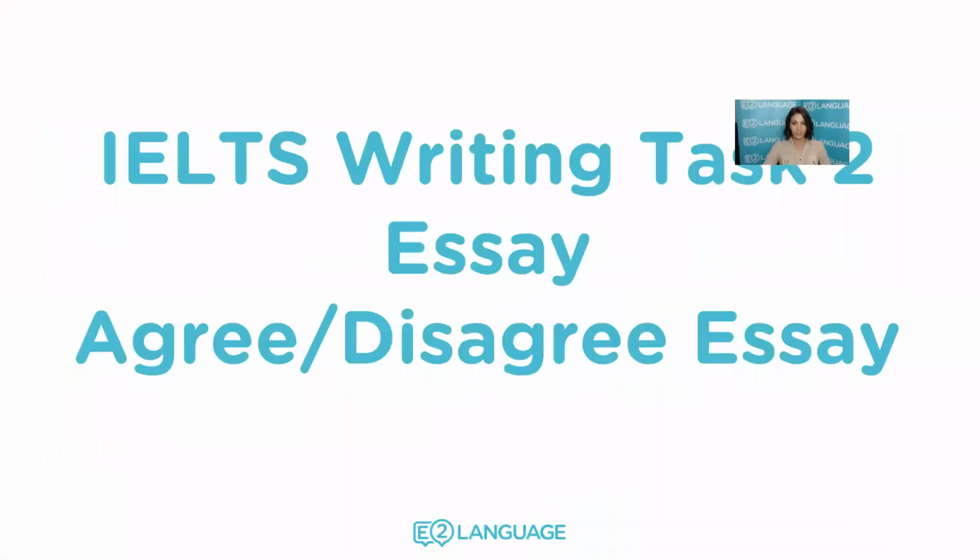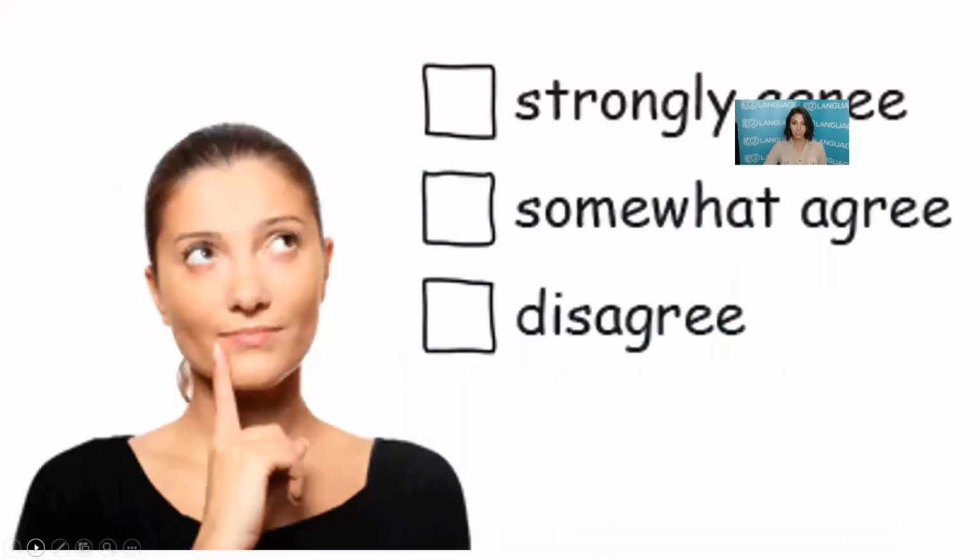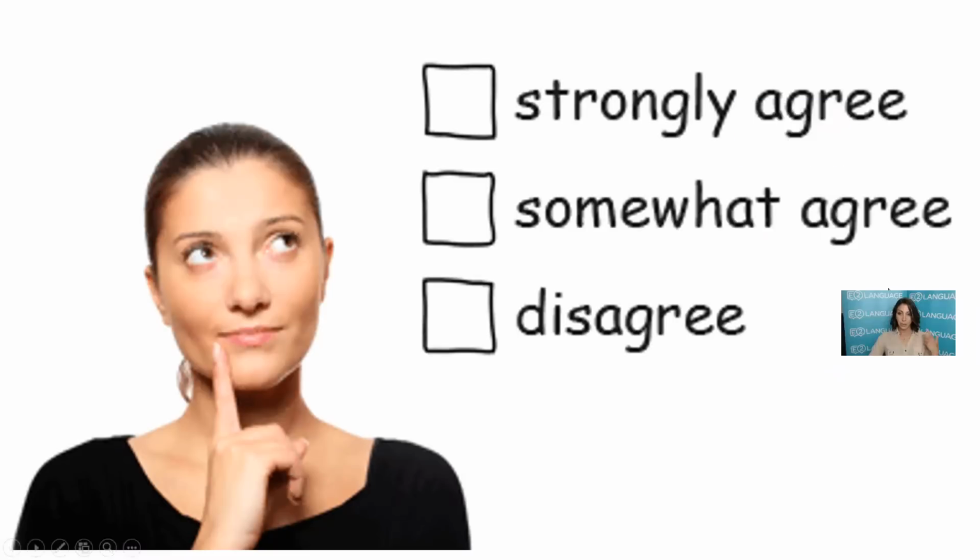All right, so today's essay is going to be the agree-disagree essay. For this essay, you have to take an opinion. You have to either strongly agree with a statement, meaning that you agree all the way 100%. You can somewhat agree, meaning that you have two opinions, really, that you agree on one hand, but disagree also on the other. Or you can take the point of view that you completely disagree. Okay, so you need to take an opinion, write about it, and support it.